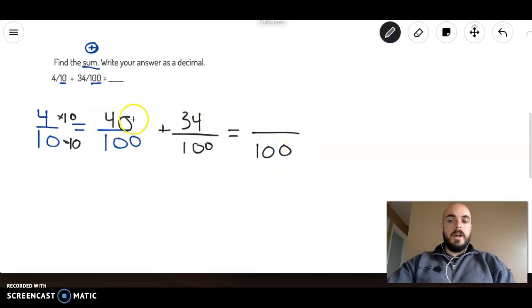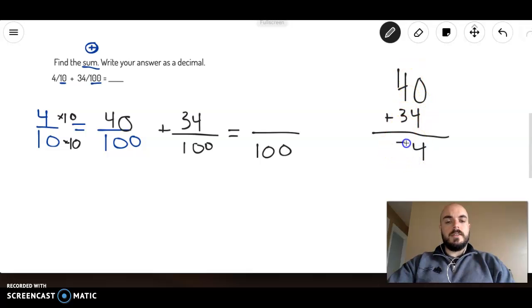Good. Okay, now I can just add 40 plus 34. So I'll do it over here. Some of us are able to do this as mental math, but it's always good to write it out just to double check because I make mistakes all the time myself, even when I'm doing this too quickly. So I like to write it out vertically and double check. So 0 plus 4 is 4. 4 plus 3 is 7. So 74. So 74 hundredths.